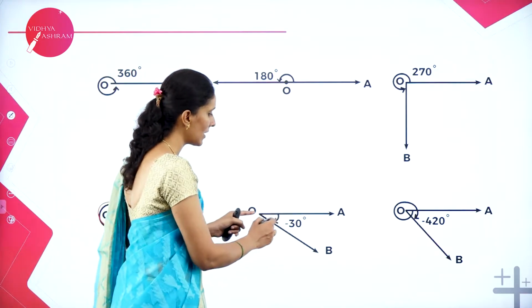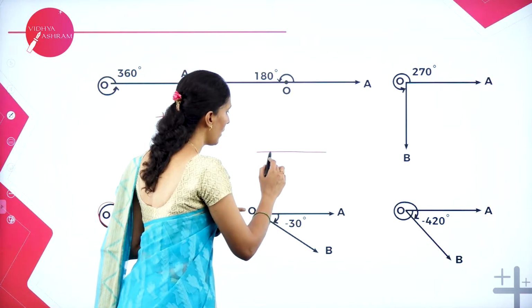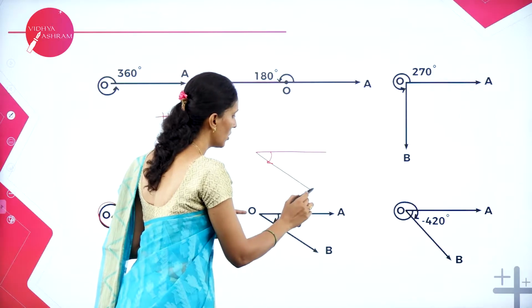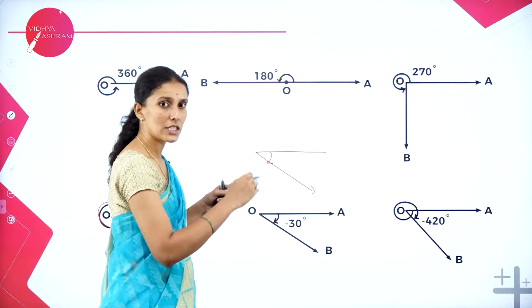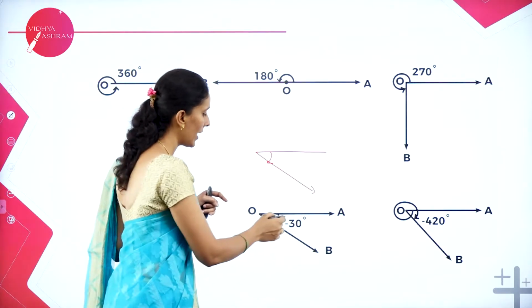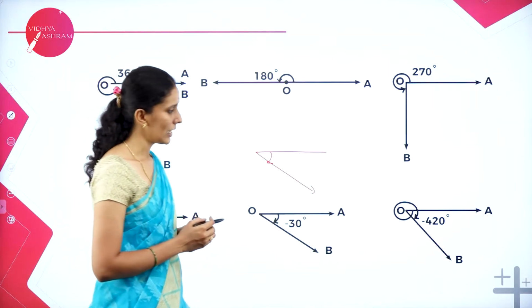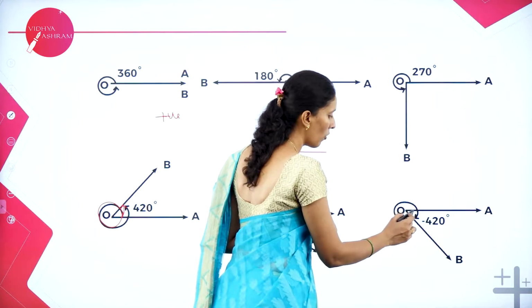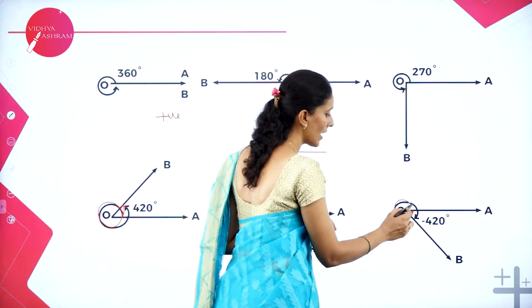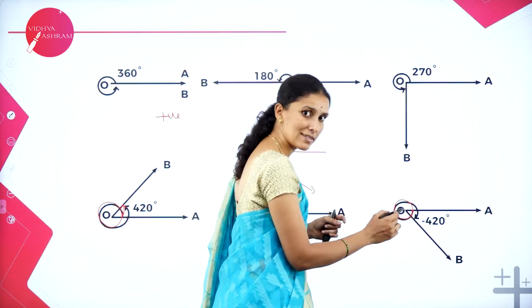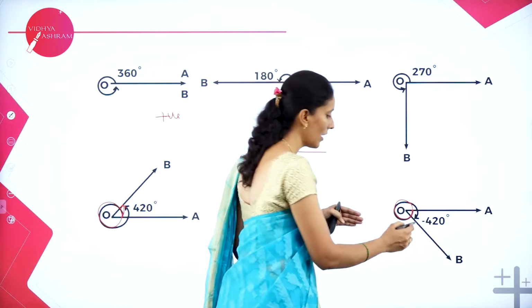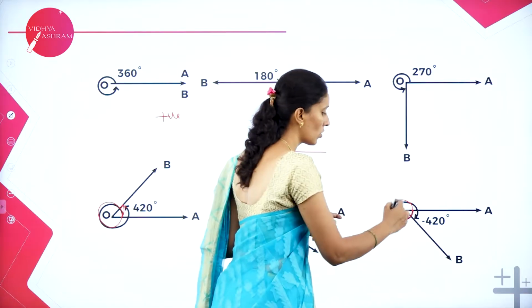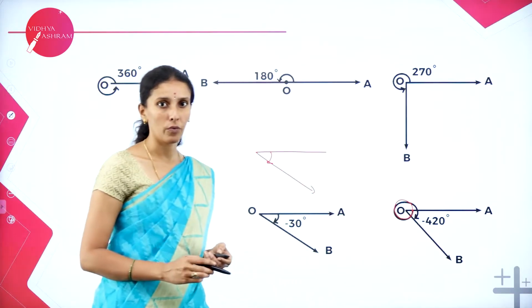So you can see your ray is this. When you take it in clockwise direction, you get an angle of 30 degrees, but since the amount of rotation is in clockwise direction, we take it as minus 30 degrees. Similarly, the amount of rotation in clockwise direction for a complete angle is minus 360. After minus 360, we are moving the ray again 60 degrees extra. So in total it is minus 420.